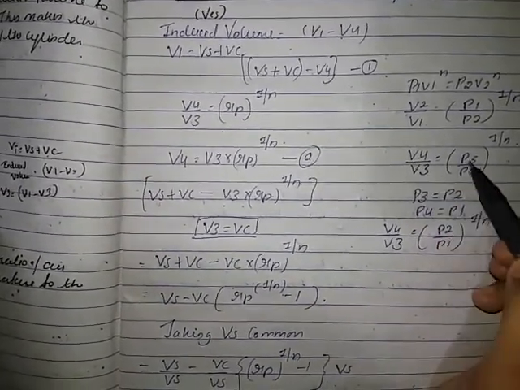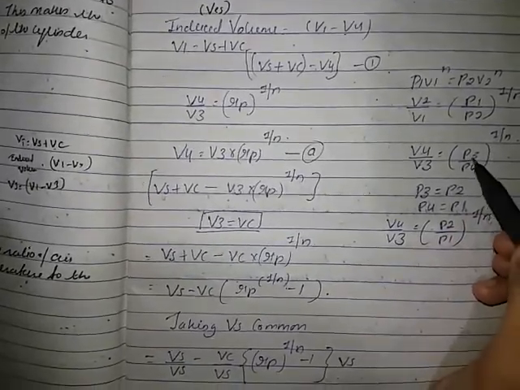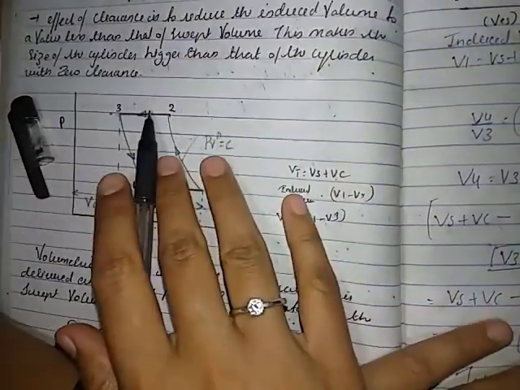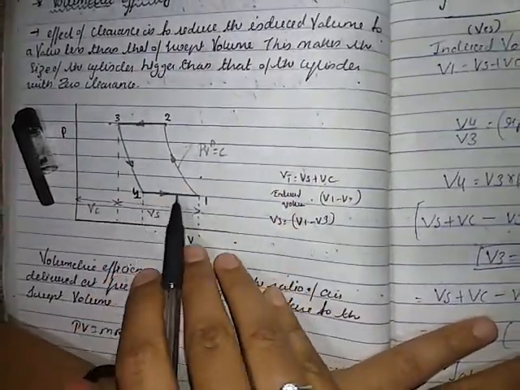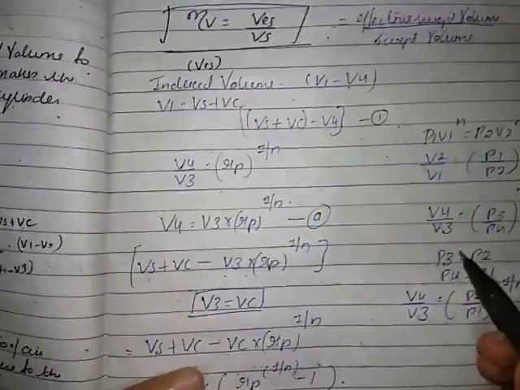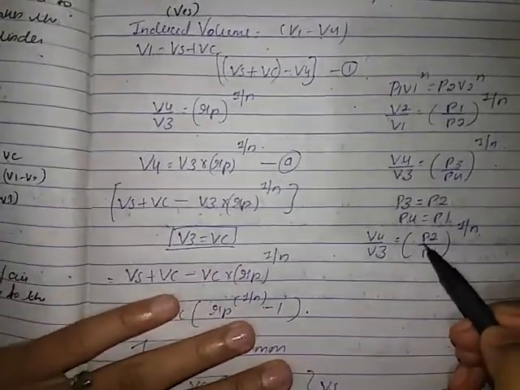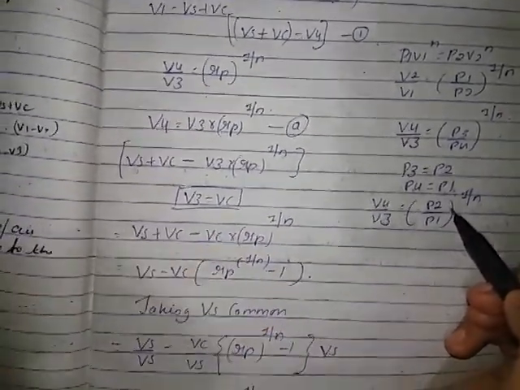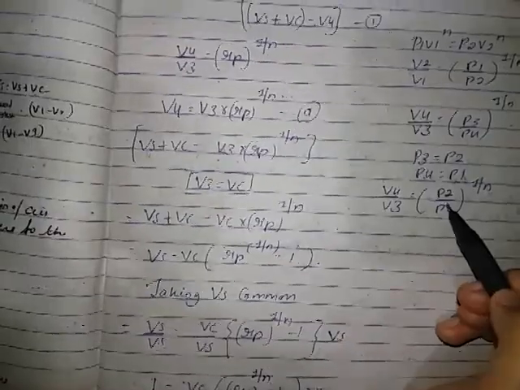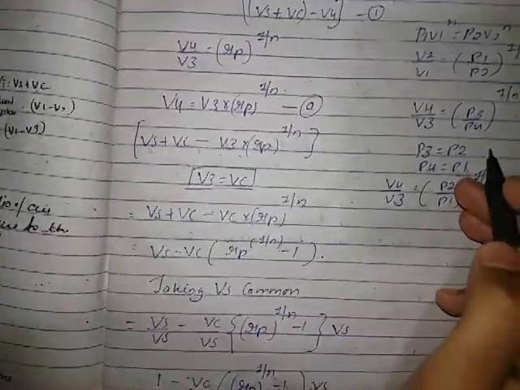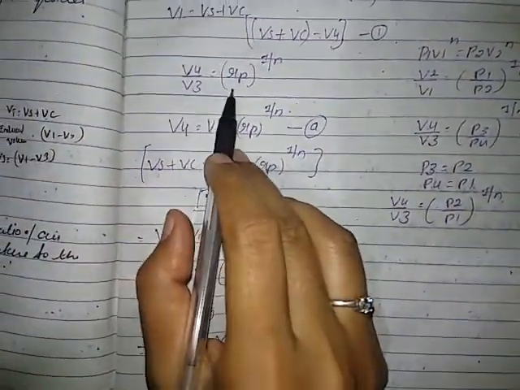So V4 by V3 will be what? P3 by P4 raised to 1 by n. We know from the PV diagram that P3 equals P2, and P1 is equal to P4, right? So if I substitute this, I will get V4 by V3 is equal to P2 by P1 raised to 1 by n. Now we can write what is P2 by P1. P2 by P1 is again Rp, the expansion ratio or compression ratio. So V4 by V3 is equal to Rp raised to 1 by n.